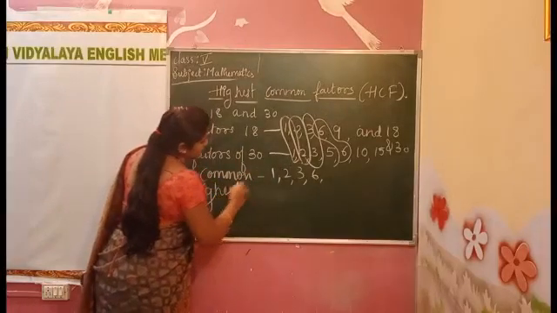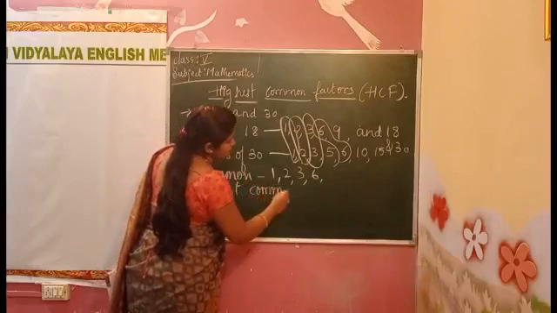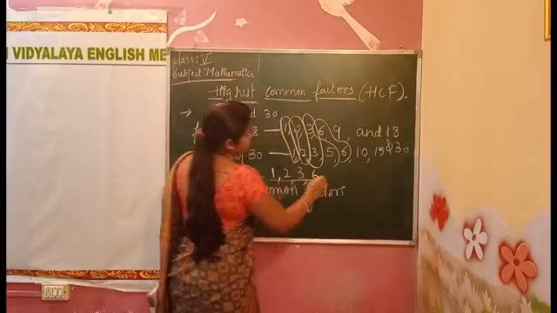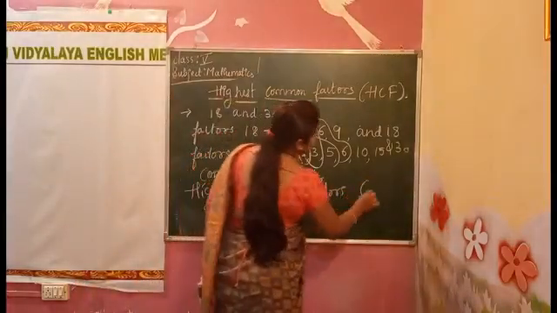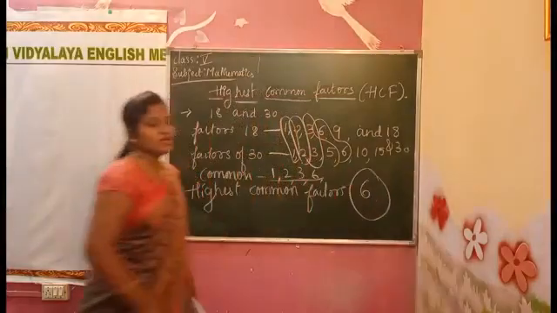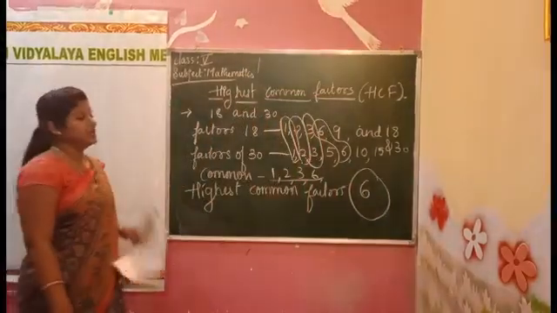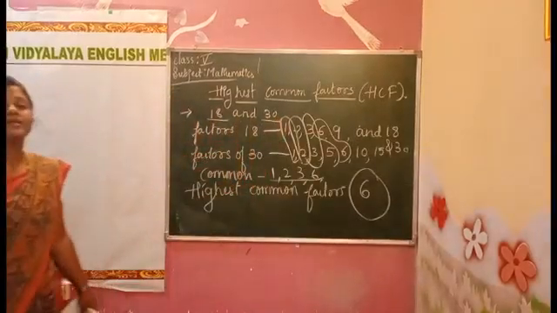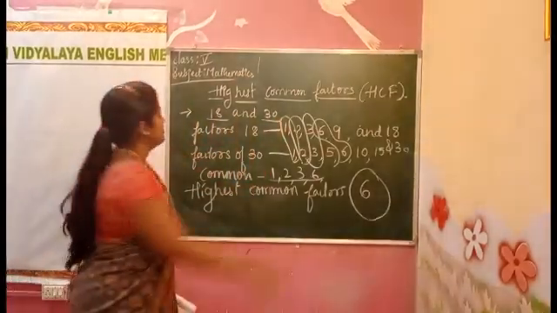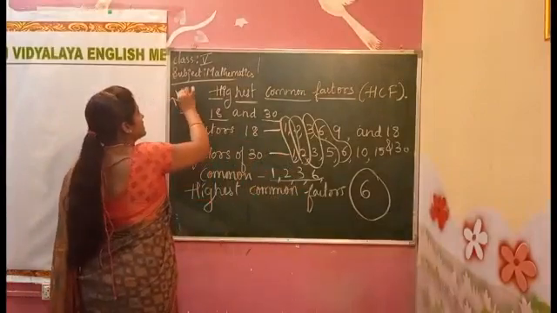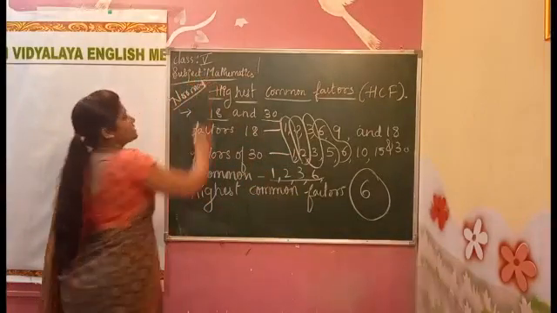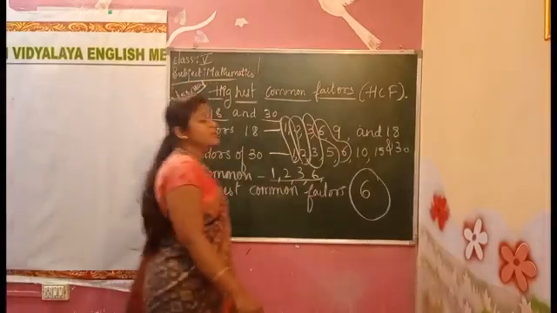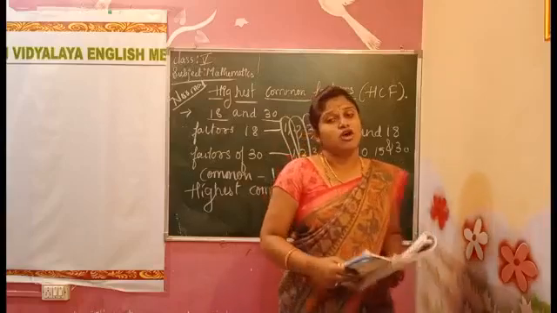That is what? Highest. Which is the highest in all these numbers? In these four numbers, which is the highest number? 6 is the highest number. That is our highest common number of 18 and 30. How to find out the HCF? It is the normal way. I am telling you it is a normal method. Normal method of finding the HCF, not prime factorization. This is the normal method of finding the highest common factor.